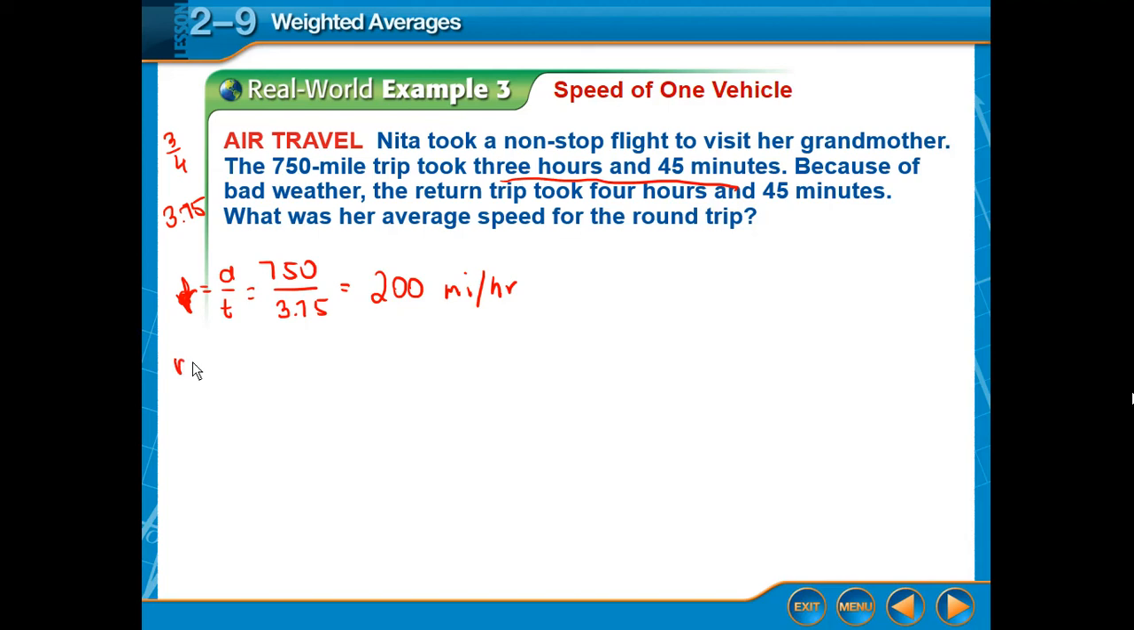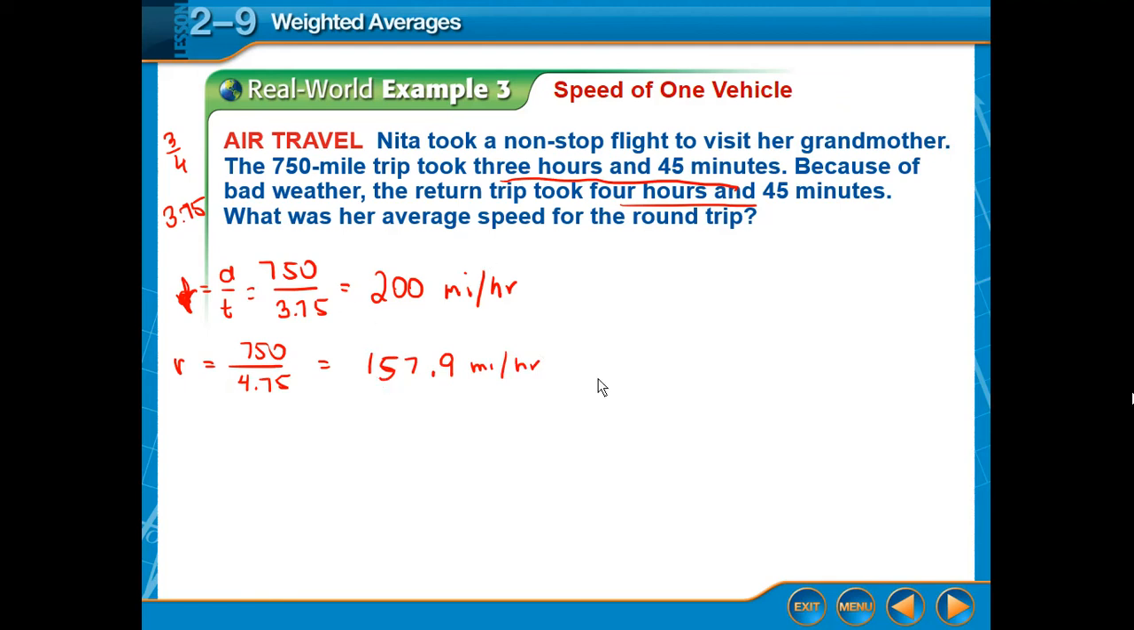We also want to find the rate on the way home. So she still went the same distance of 750, but this time her time was 4 hours and 45 minutes. So that's 4.75. So when we do that, we get 157.9 miles per hour.